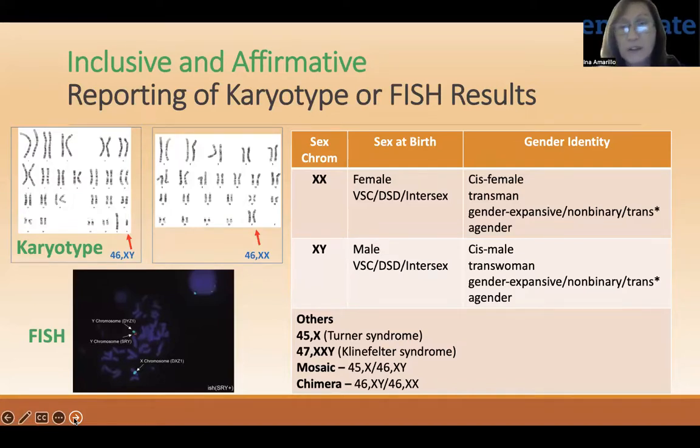So the table on the right tells you that, as I mentioned earlier, not all XX individuals would identify as female. They can identify as trans man, gender expansive, non-binary, trans, or agender. As well as XY, they can be cis male, trans woman, gender expansive, non-binary, trans, and agender as well. Next slide, please.